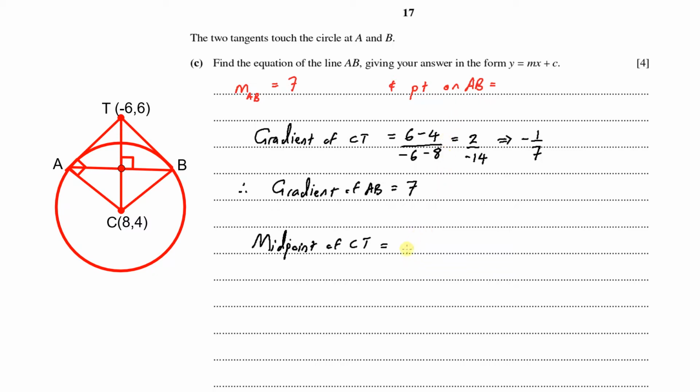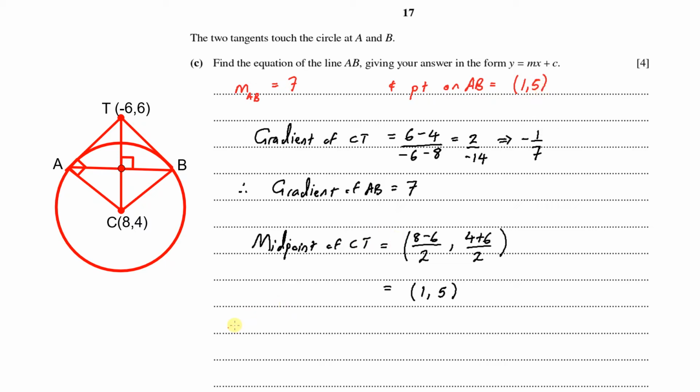Now for the midpoint of CT, we add the x coordinates. So that's 8 plus minus 6, which is 8 minus 6, and we divide that by 2. And that's 4 plus 6, and we divide by 2. And this is going to give us here 8 minus 6 is 2, and 2 over 2, that's 1. And 4 plus 6 is 10, and 10 divided by 2 is 5. So we have the point as 1, 5. And that's the point on AB, 1 and 5.